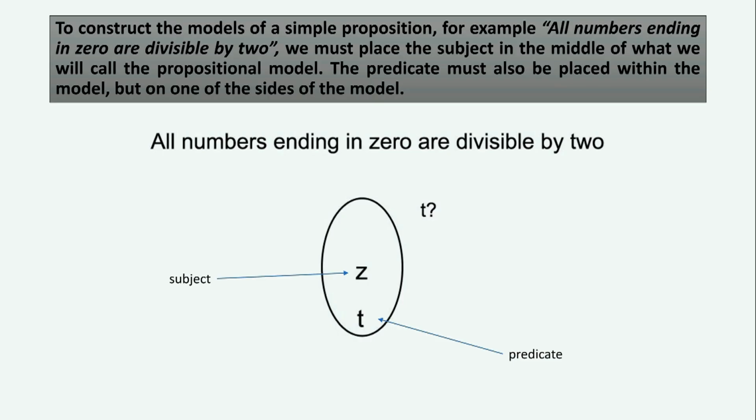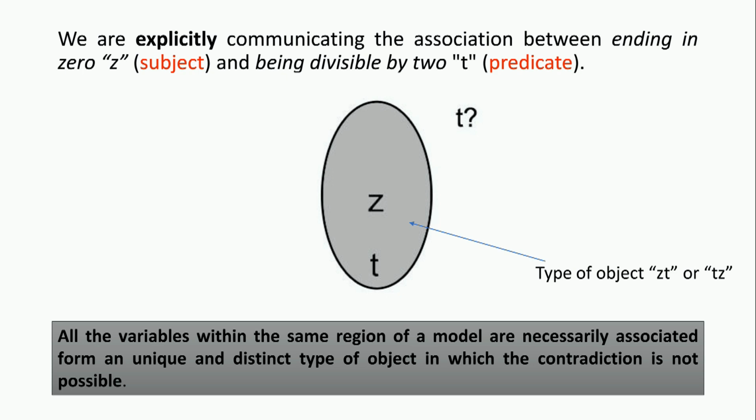To construct the models of a simple proposition, for example, all numbers ending in 0 are divisible by 2, we must place the subject in the middle of what we will call the propositional model. The predicate must also be placed within the model, but on one of the sides of the model. When we declare that all numbers that finish in 0 are divisible by 2, we are explicitly communicating the association between ending in 0, z, and being divisible by 2, t. That is why in the model we can see that z and t form a type of object zt.